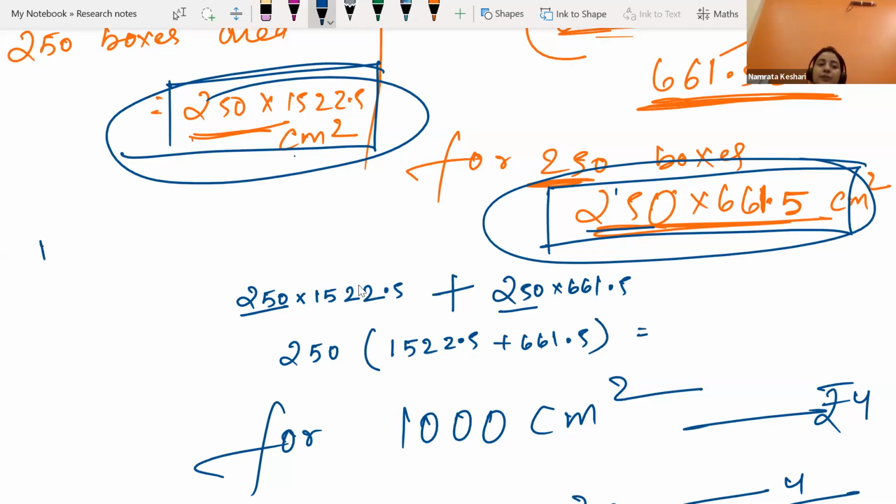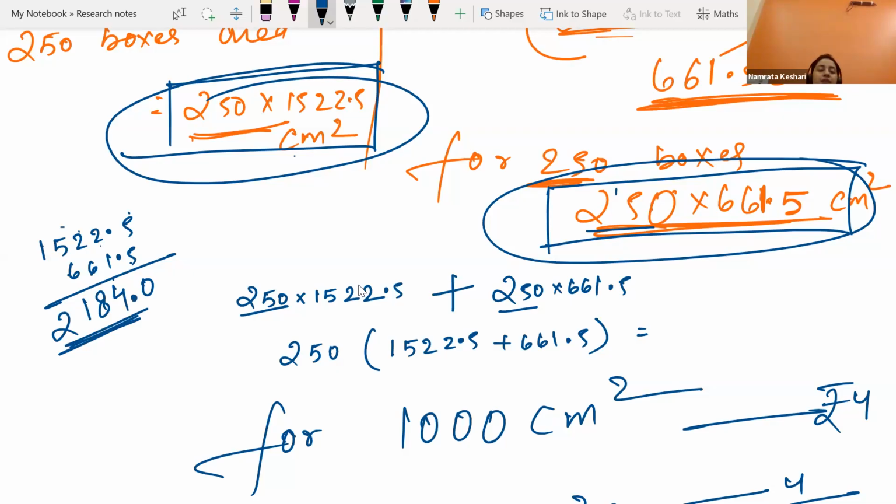Let's check. If we add 1522.5 with 661.5, we'll be getting 5, 10, carry 1, 2, 1, 3, 1, 4, 6, 7, 8, 6, 5, 1, 1 and 1. So 2184.0 we are getting. 2184 we are getting. Everyone getting it? How we are adding it?